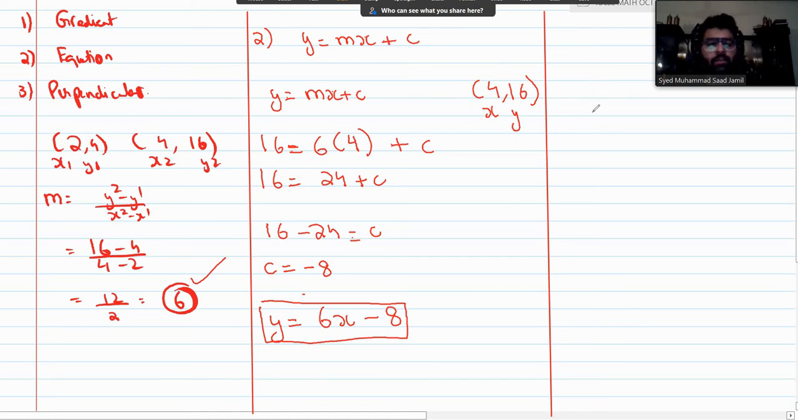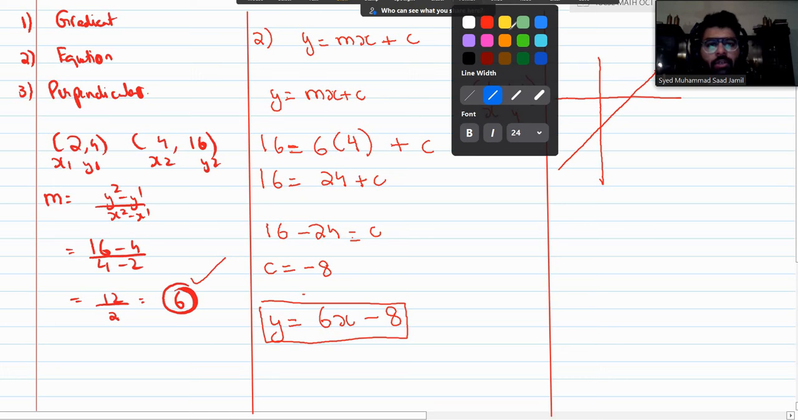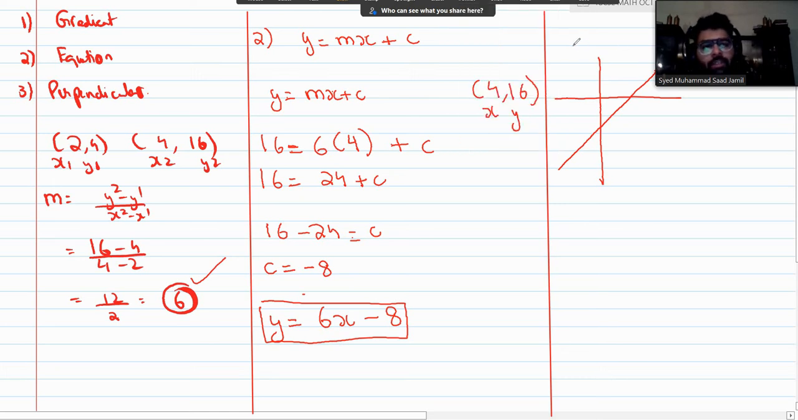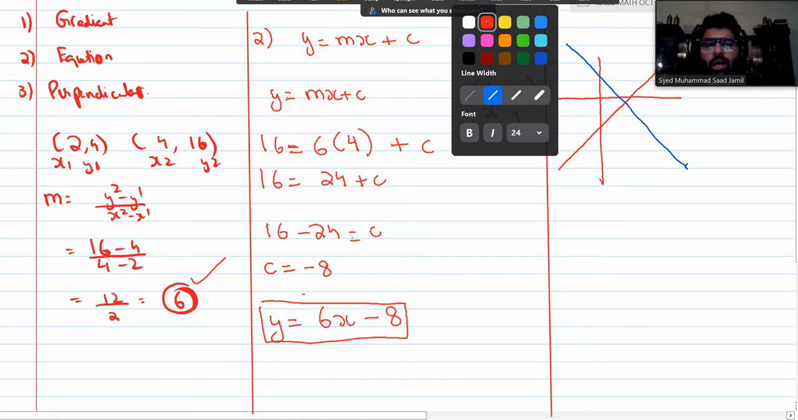6x minus 8, right? This line is like this on a graph. This line is like this. Okay, 6x minus 8. Now when I say perpendicular line basically means that another line intersects it like this. Intersects it like this. Okay. Now how can we find the equation of this line, or how can we find the gradient of this line?